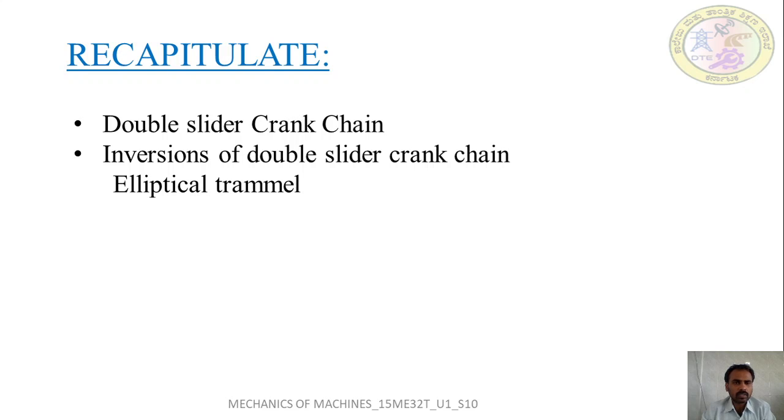We have also listed the inversions of the double slider crank chain. In that we discussed the elliptical trammel. The elliptical trammel is an inversion of the double slider crank chain, which is used for drawing ellipses. This inversion is obtained by fixing the slotted plate. These are the things which we discussed in the previous session.